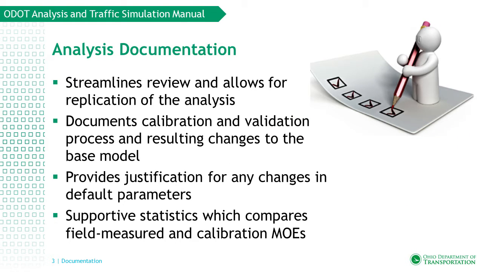This module provides an overview of these forms and details their importance in the analysis process. In order to streamline review and to allow for replication of the analysis, the calibration and validation process and resulting changes to the base model should be documented. The documentation should provide justification for any changes of the values of the default parameters and supportive statistics, which compare field measured and calibration measures of effectiveness.